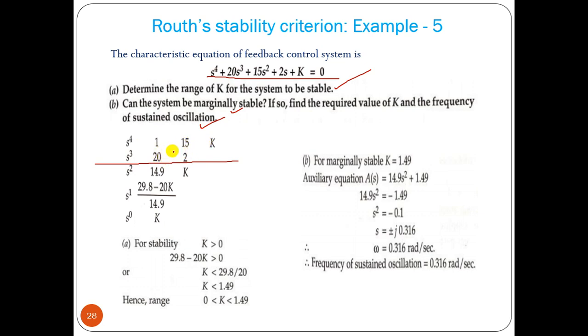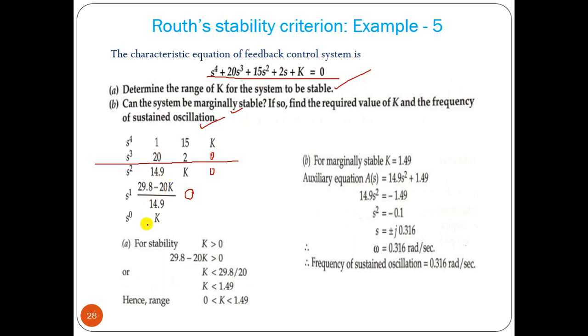So this is 20 into 15 minus 2 divided by 20. Now this is 0 here, so it will be k. Now this into 2 minus 20k divided by this factor. And then 0, 0, so it will be 0. Now this into k into 0 minus 0 divided by this, so k.